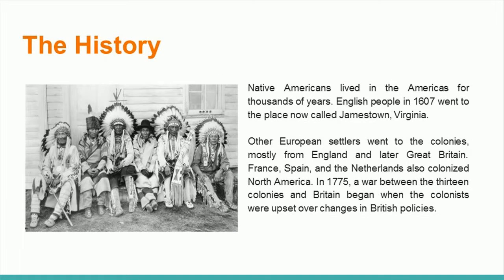The history. Native Americans lived in the Americas for thousands of years. English people in 1607 went to the place now called Jamestown, Virginia. Other European settlers went to the colonies, mostly from England and later Great Britain. France, Spain, and the Netherlands also colonized North America. In 1775, a war between the 13 colonies and Britain began when the colonists were upset over changes in British policies.